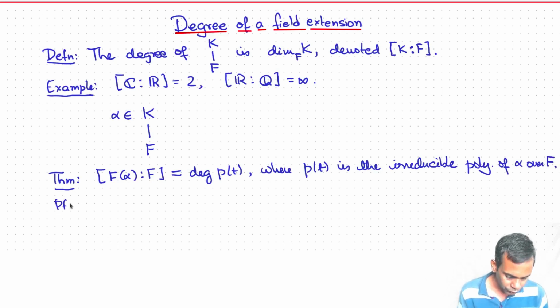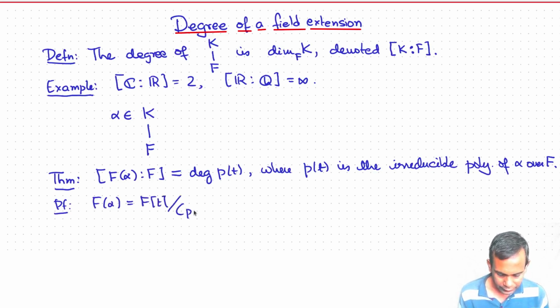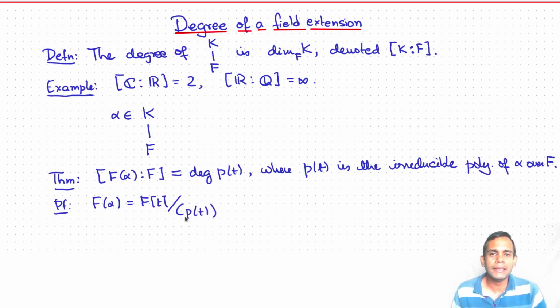And the proof is very simple. We know already that F(alpha) is F[t] mod the ideal generated by p(t). And this F[t] mod p(t), if p(t) is a polynomial of degree d, then 1, t, t squared, all the way up to t to the power d minus 1 form a basis of F[t] mod p(t). So the dimension of F(alpha) over F must be d.